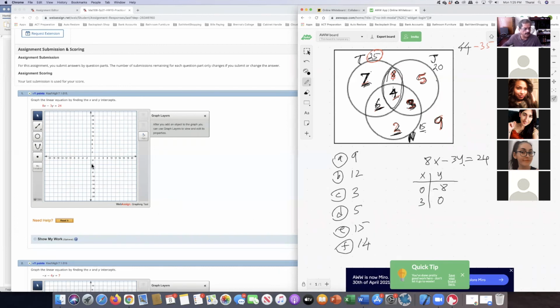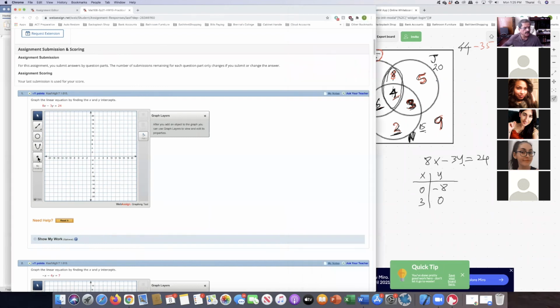(0, minus 8) is on the y-axis. You don't really have to highlight the point, but for you to be able to see where your point is, you need to pick up this point tool and put it there. That's 1 point. The other one is (3, 0). So 3 is in the middle right here. (3, 0) is right there.